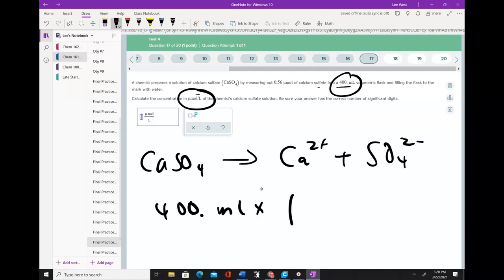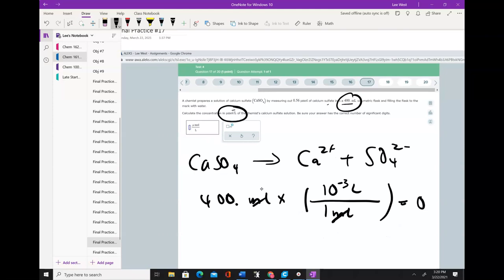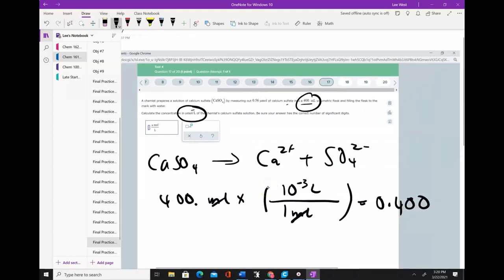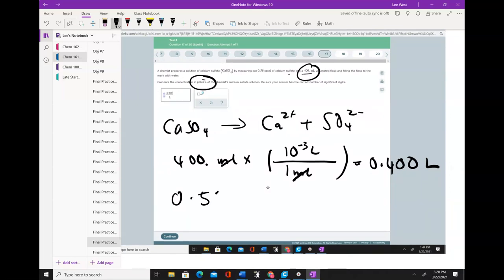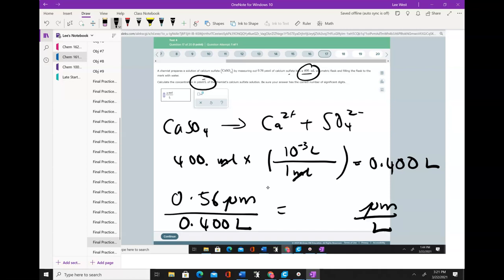400 milliliters times 10 to the minus 3 liters per 1 milliliter. There we go. So that means that we have 0.400 liters because we've got to go out to 3 sig figs. And so then we want micromoles per liter. So it's going to be 0.56 micromoles divided by 0.400 liters. And so ultimately this is going to be out to 2 sig figs, isn't it? Right? So we've got to get the right number of sig figs here. So 0.56 on 0.4, and so that ended up being 1.4, and we want it to be 2 sig figs because this guy is 2 sig figs. Okay, good. Looking impressive. Happy.